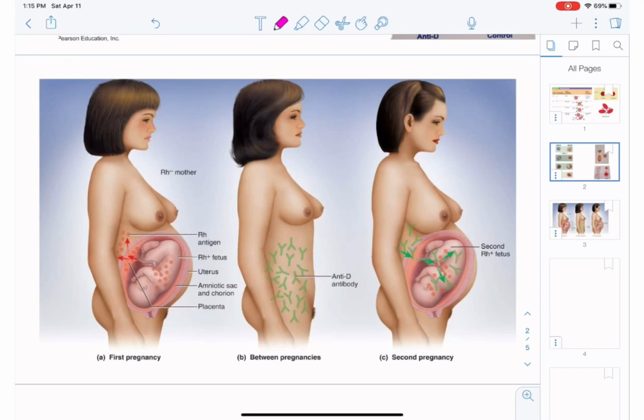The last thing I want to talk about is the RH factor as it relates to pregnancy, because it can cause some complications with pregnancy. And specifically that can occur when you have an RH negative mother and an RH positive fetus. Now in this scenario here, this is the first pregnancy for the mother. And so the mother's RH negative, she does not have those D antigens on her red blood cells, but now she has a fetus that does. This is an RH positive fetus.